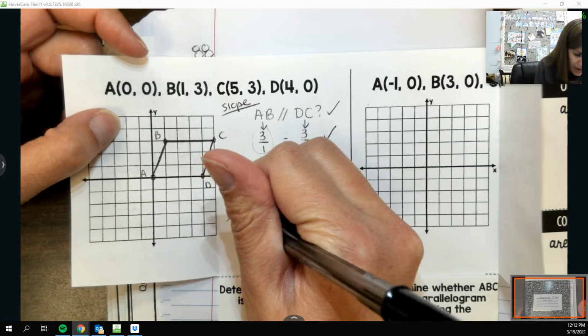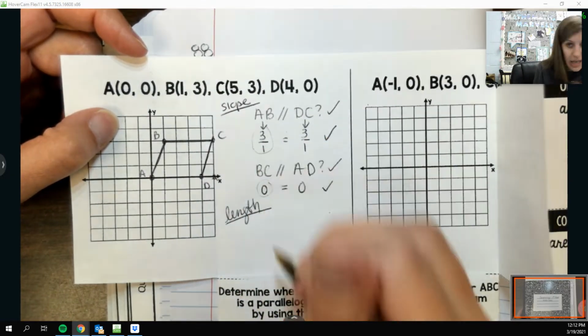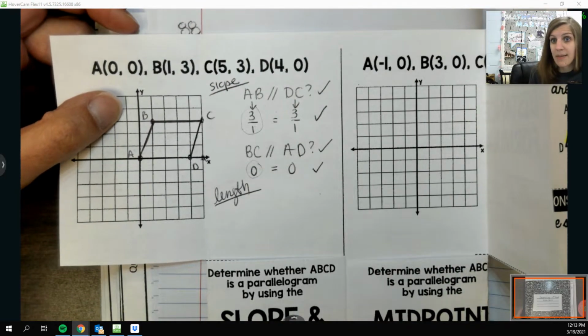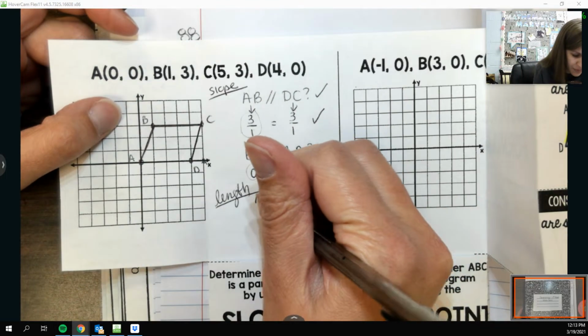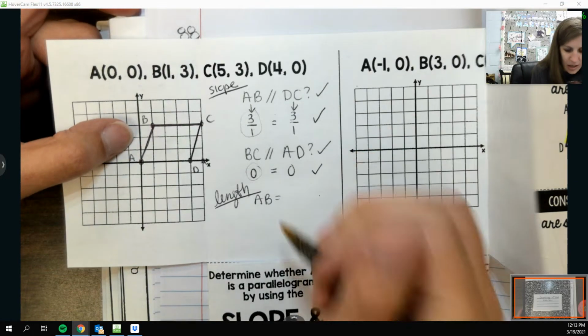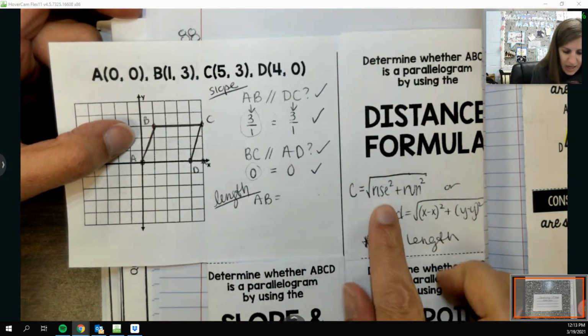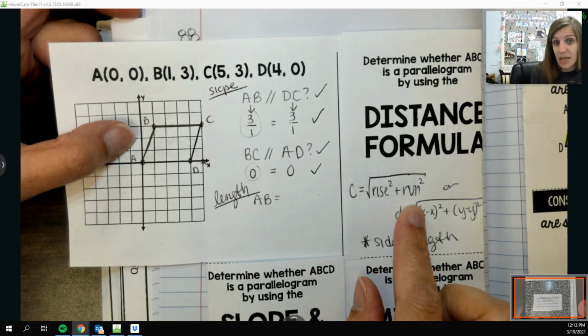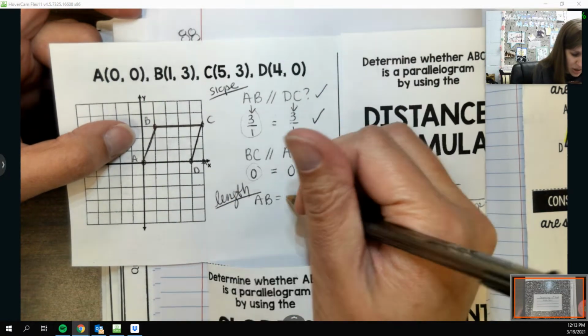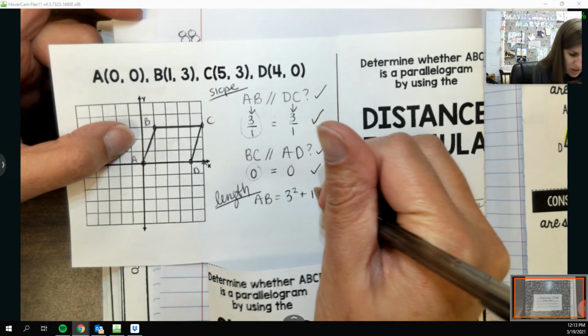Another thing that I might want to find though is length stuff, because length will also tell me more. Like if all the lengths are the same, then I'm a rhombus, but if not, then I'm just a plain old parallelogram. So if I think about AB, finding the length or distance I can do by doing rise squared plus run squared. And I already have the rise and run, like I found it up here. So like 3 squared plus 1 squared.